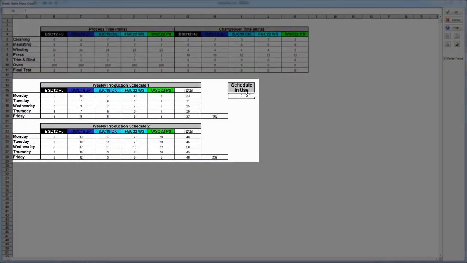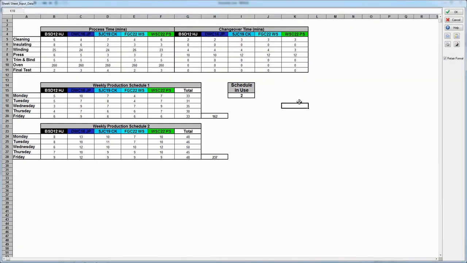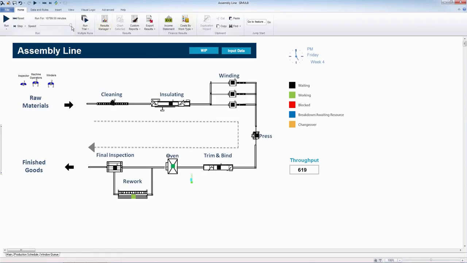I want to change the input schedule to increase the demand for products. Previously, the system was using production schedule 1. Now we'll switch to production schedule 2. By running the simulation again, I can now test out these new scenarios and compare KPIs. Feeding in extra work increased throughput to 817 finished goods.